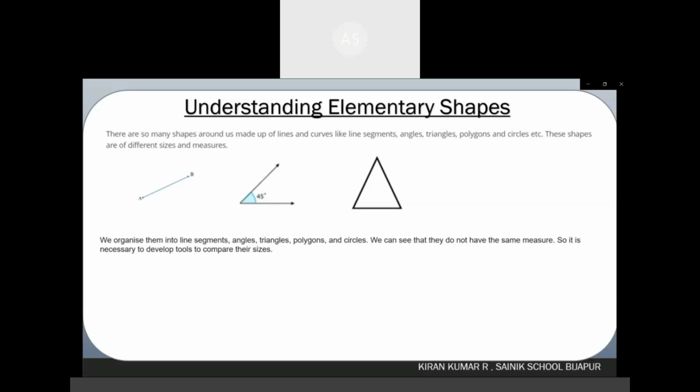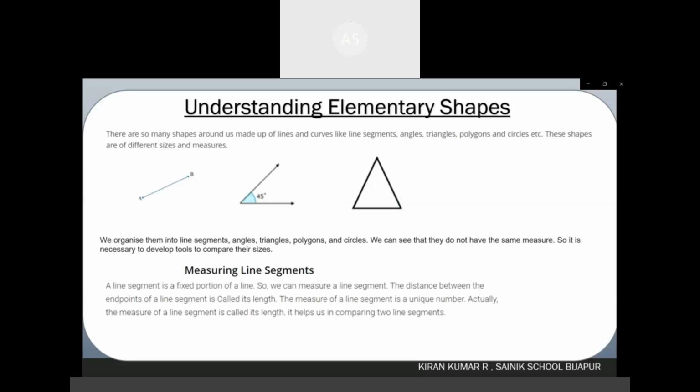How do we measure the line segment? A line segment is a fixed portion of a line, so we can measure a line segment. The distance between the endpoints of a line segment is called its length. The measure of a line segment is a unique number. It helps us in comparing two line segments.